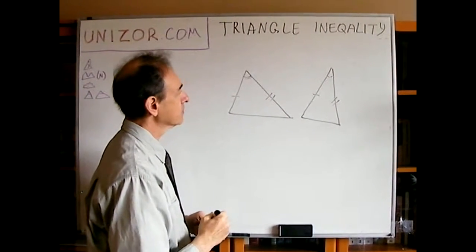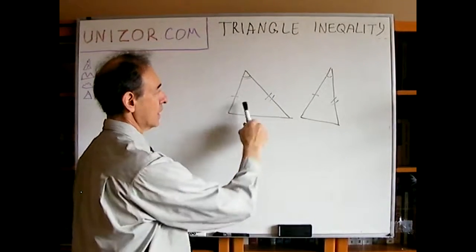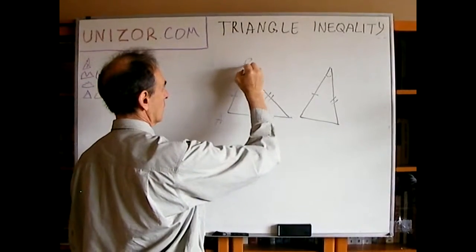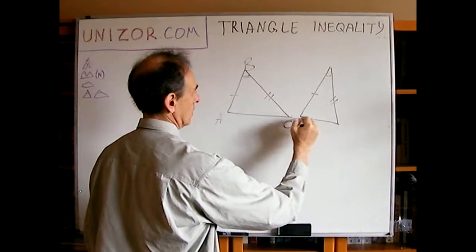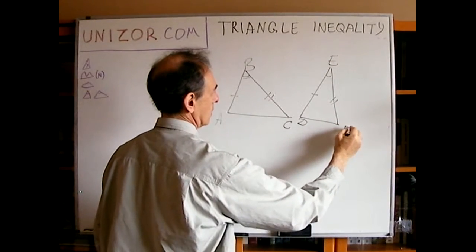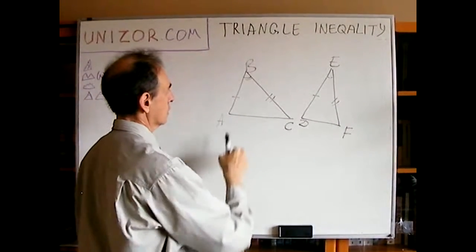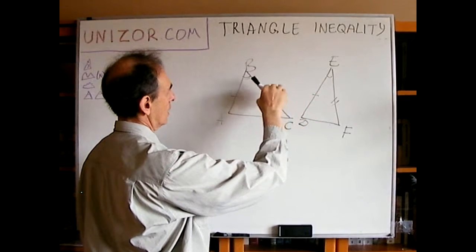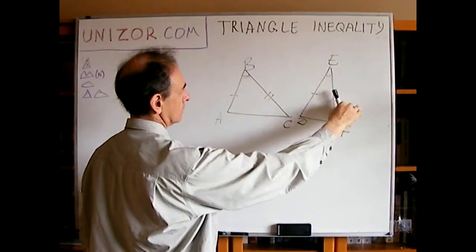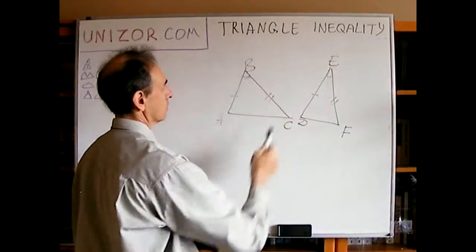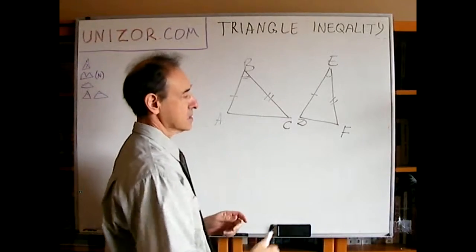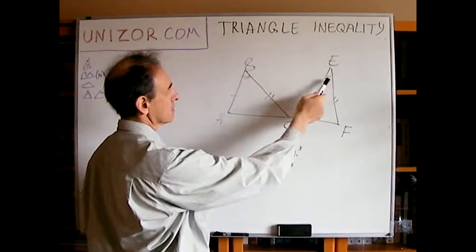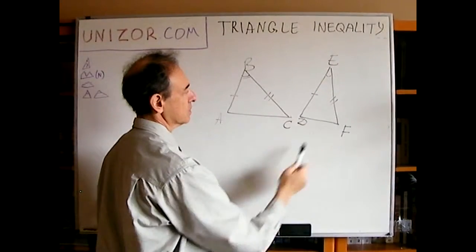Now, the point of this theorem is to prove the following. If you have a situation like this, two triangles with two sides congruent to each other, AB congruent to ED, and BC congruent to EF, but the angles are different, then the statement of this theorem is that if this angle is bigger than this, then the opposite side is bigger than the opposite side here.